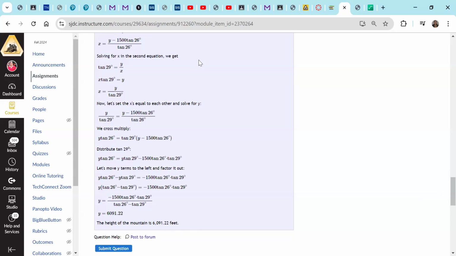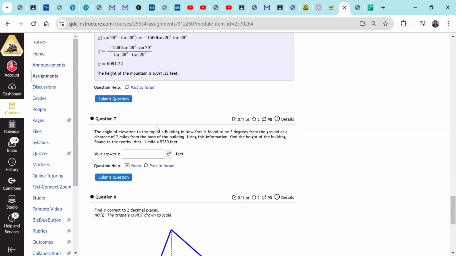So that was this one. And then we have another one similar to this one in question number 7. Says angle of elevation to the top of the building in New York is found to be 3 degrees from the ground at a distance of 2 miles from the base of the building. Using this information, find the height of the building rounded to the tenth. And the hint they're giving is to make sure you convert your miles into feet.